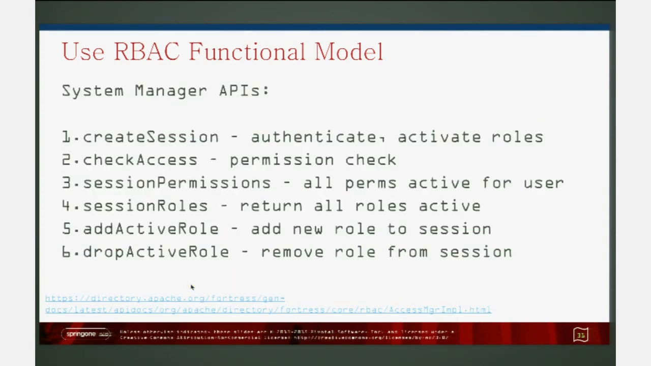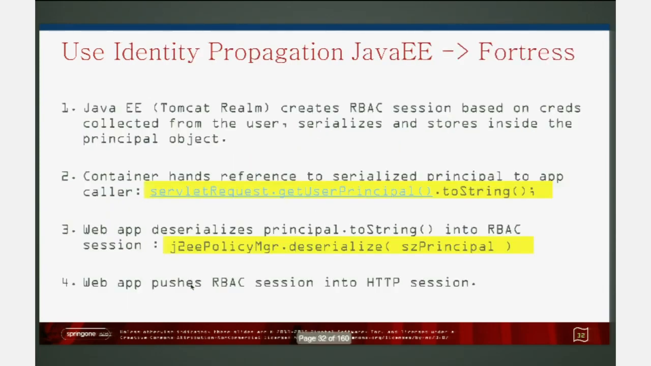So the system manager APIs are as follows. Create session is how you authenticate and activate roles. Check access is for a single permission check. Session permissions returns all permissions that have been activated in that session. And add and drop active role is how you add and remove power to that session at runtime. And so we're going to look at that.